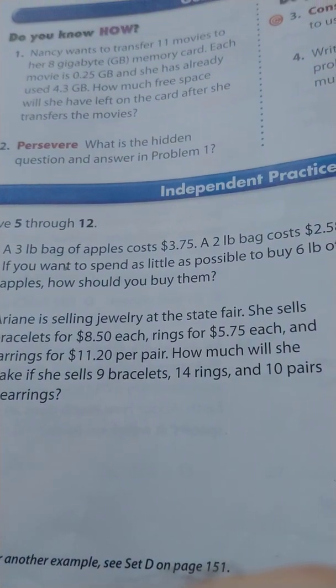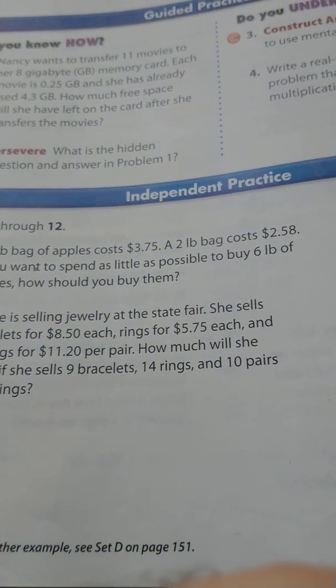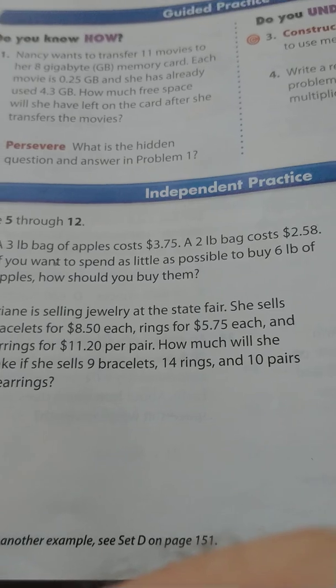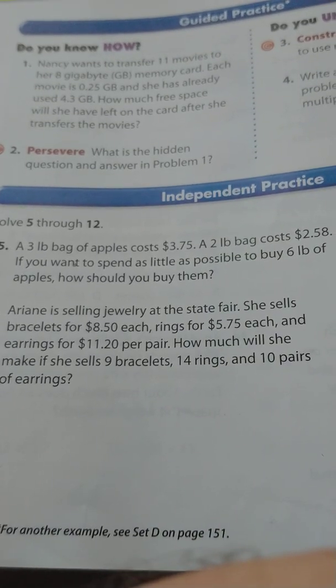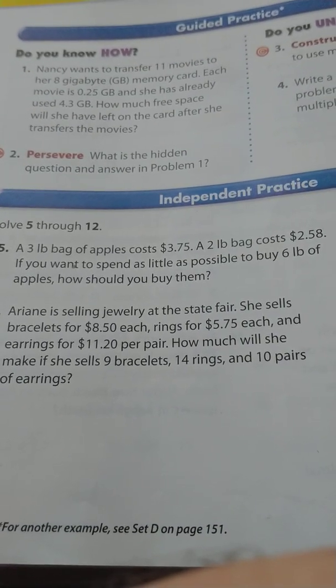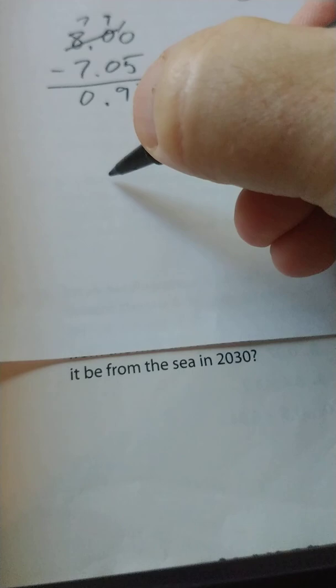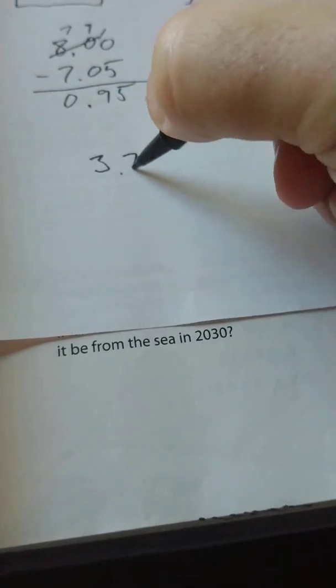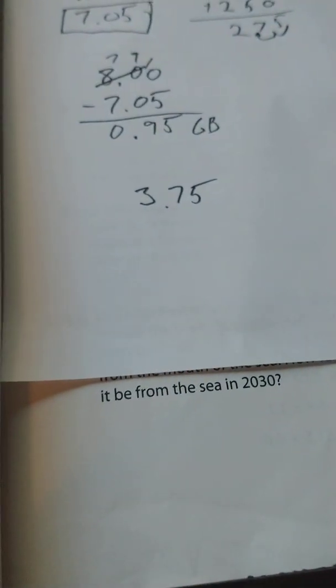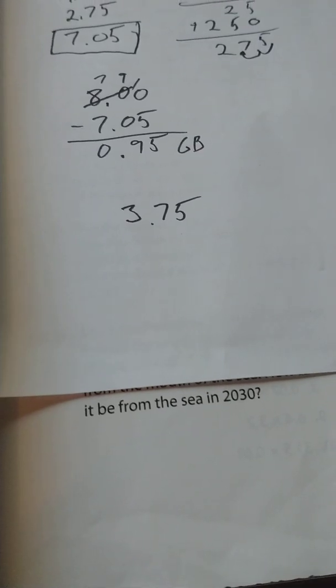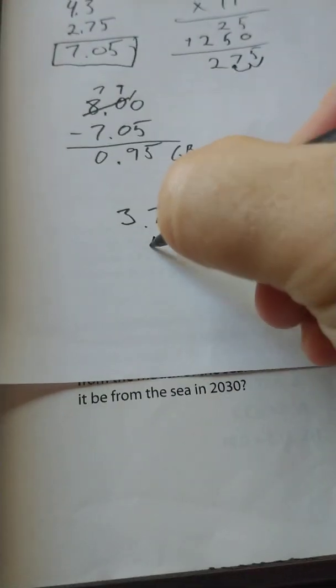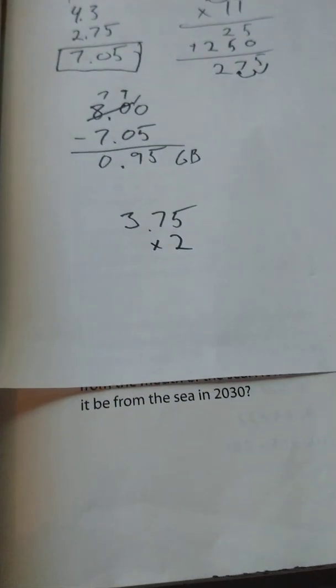A 3-pound bag of apples costs $3.75. A 2-pound bag costs $2.58. If you want to spend as little as possible to buy 6 pounds of apples, how should you buy them? Okay, so the 3-pound bag is, sorry, $3.75. And you need 6 pounds. So if it's 3 pounds, how many of those do you need to buy? You'll need to buy 2 of those.